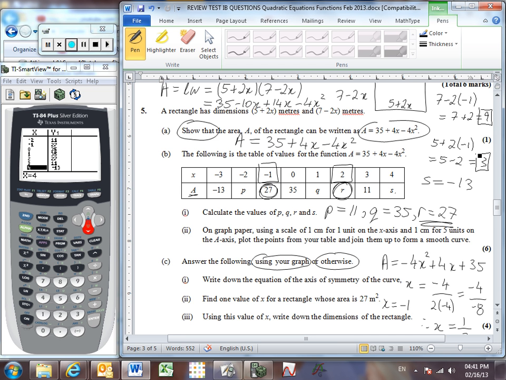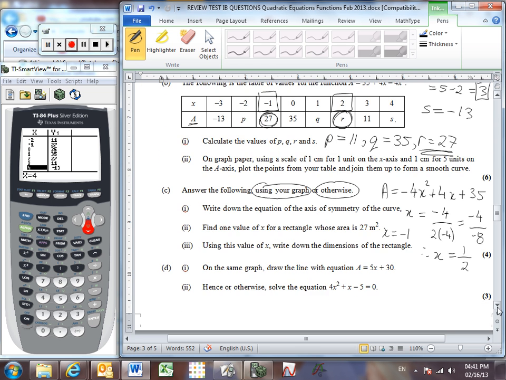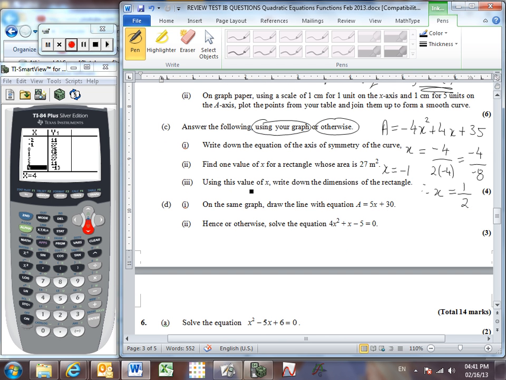You might be interested, what would have happened if I had chosen the other x value of 2? Well, I then have 5 plus 2 times 2. That would give me 9. And 7 minus 2 times 2, that would give me 3. I'd still have dimensions 9 by 3. Nothing would change. So, no matter which value of x you chose, the dimensions of the rectangle are 9 meters by 3 meters.